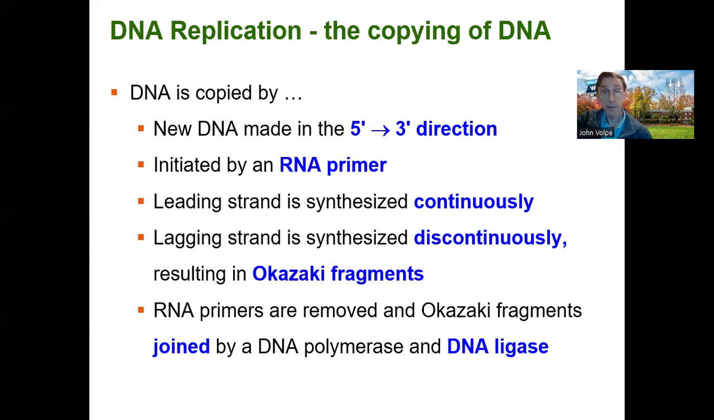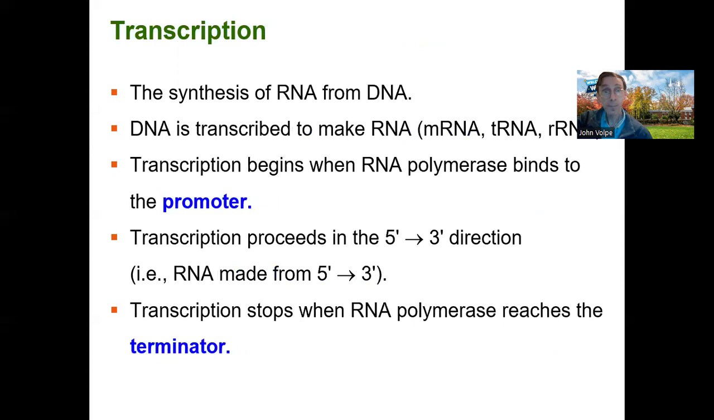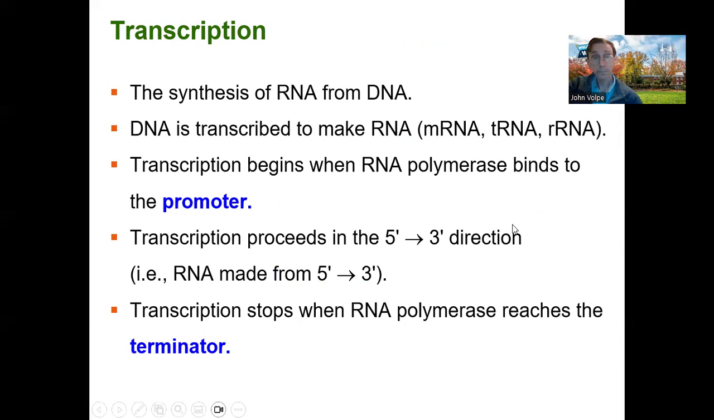Any question about any of that? All right. If not, let's move to RNA transcription. Transcription is the synthesis of RNA from DNA. DNA is transcribed to make messenger RNA, tRNA, or rRNA. When the RNA polymerase is transcribing the DNA to make the RNA, how does the RNA polymerase know to make messenger RNA, tRNA, or rRNA? Does anyone know?